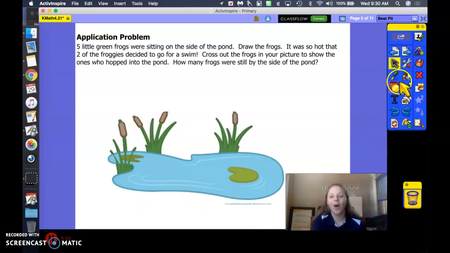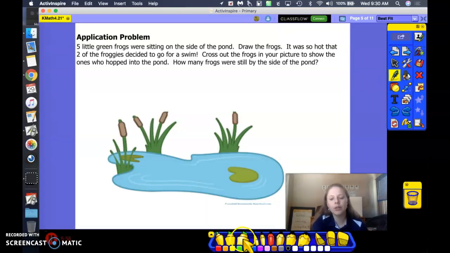Great job. All right, today's application problem is all about frogs. Remember, this is math class, so we're just going to draw circles. If you have a green crayon, perfect. Go ahead and get out your green crayon so we can draw some green circles.